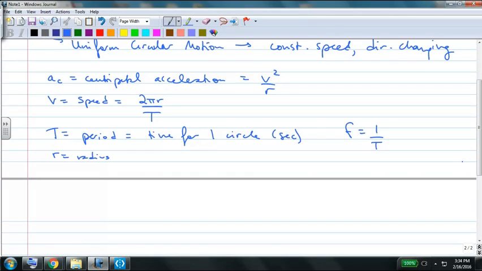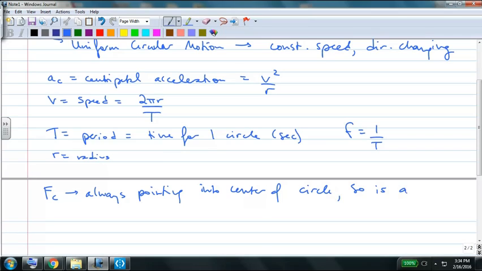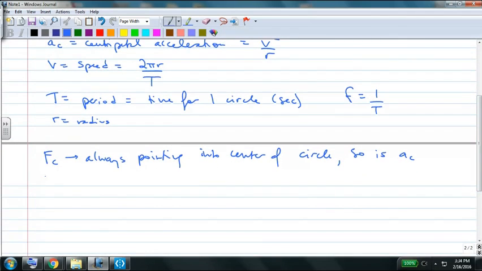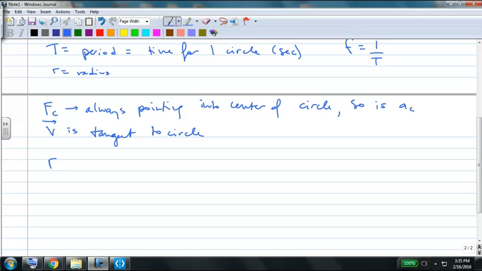Okay, and the idea is that you have centripetal force, and it is always pointing into the center of the circle. Okay, and so is a sub c, and the v is always tangent to the circle. All right, and so F sub c in general is m v squared over r because it's m times a, mass times acceleration. That's Newton's second law. We already talked about a, so there you have it. Okay, that's a whole bunch of review equations all at once.